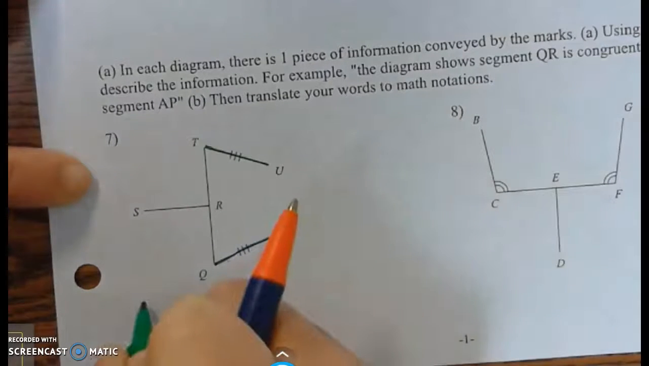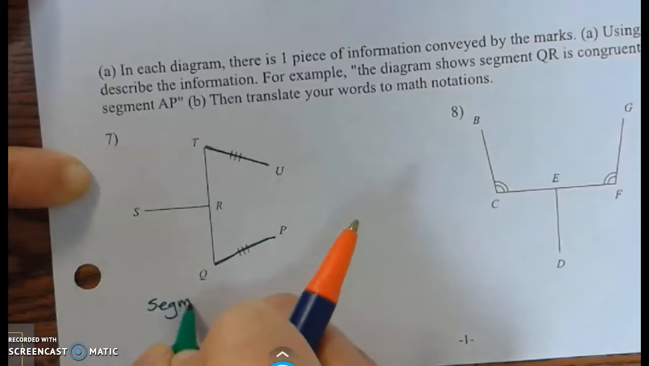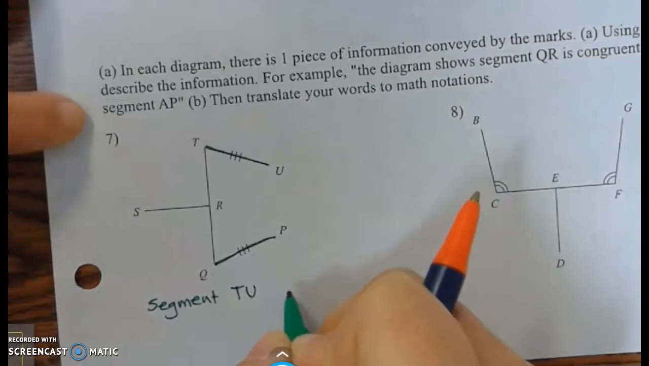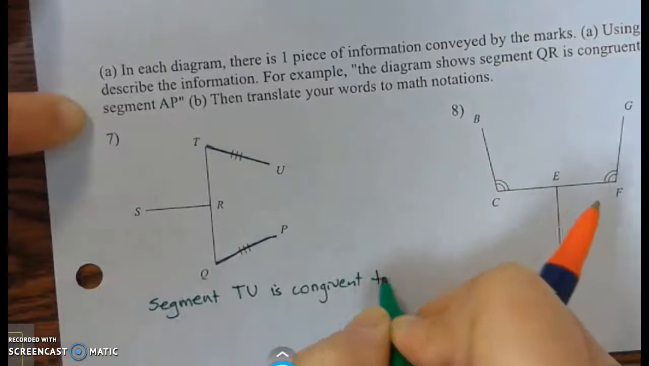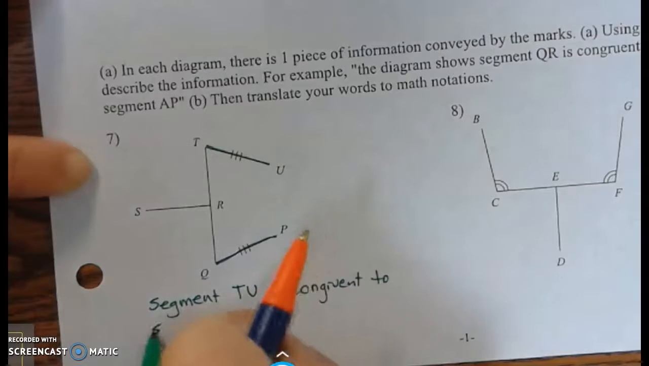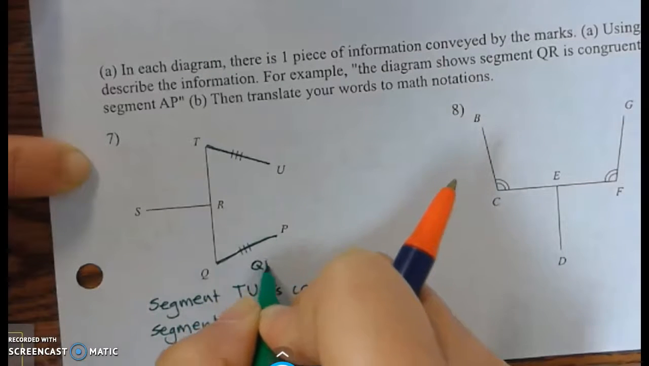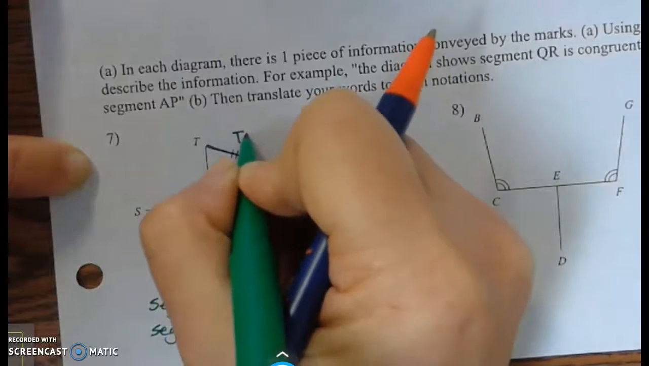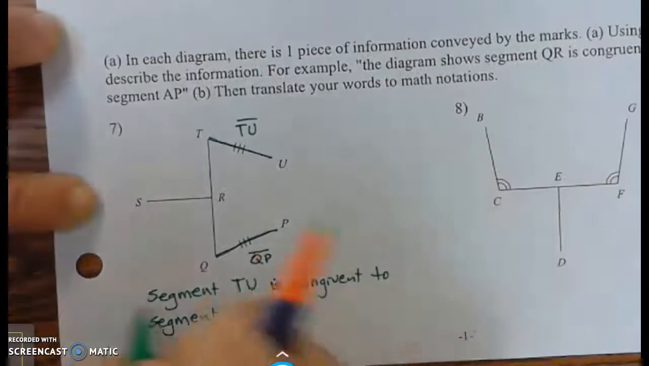So we can say the diagram shows that segment TU is congruent to segment, what do we call this segment? That will be QP, right? So TU at the top, and this bottom one is called QP. And then that will be part A.